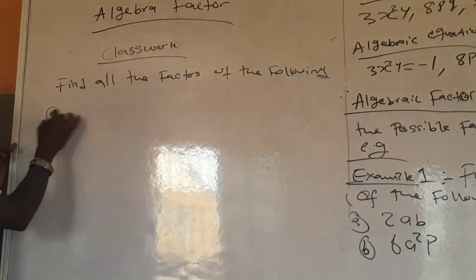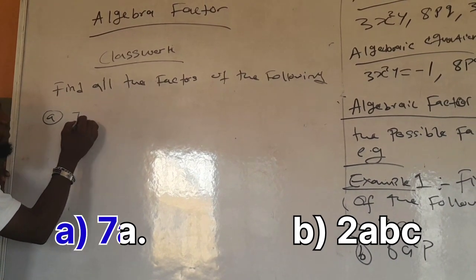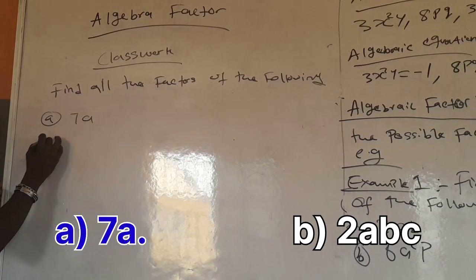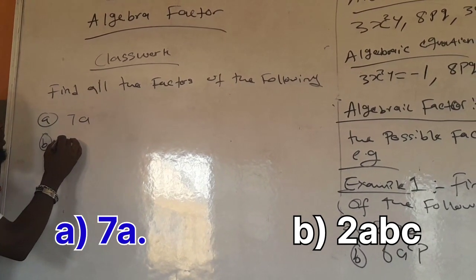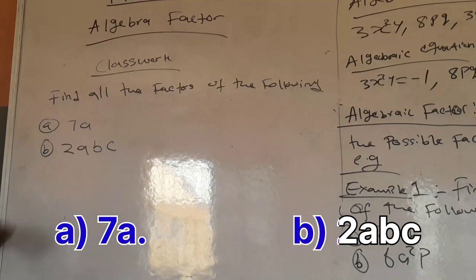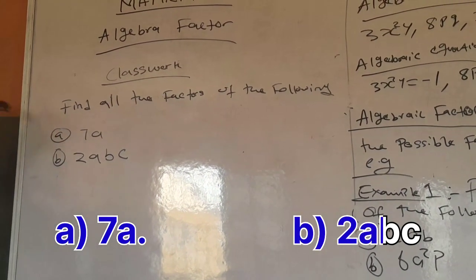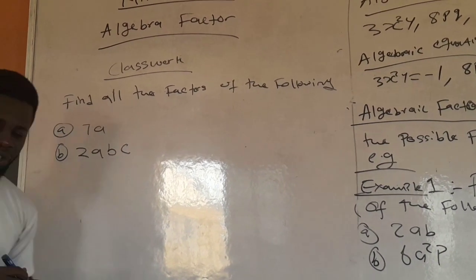Let's have 7A. Then try this one as well. Let's say you have 2ABC. You can also form questions from it, but solve these two. Whatever answer you're able to get, drop it in the comment section.